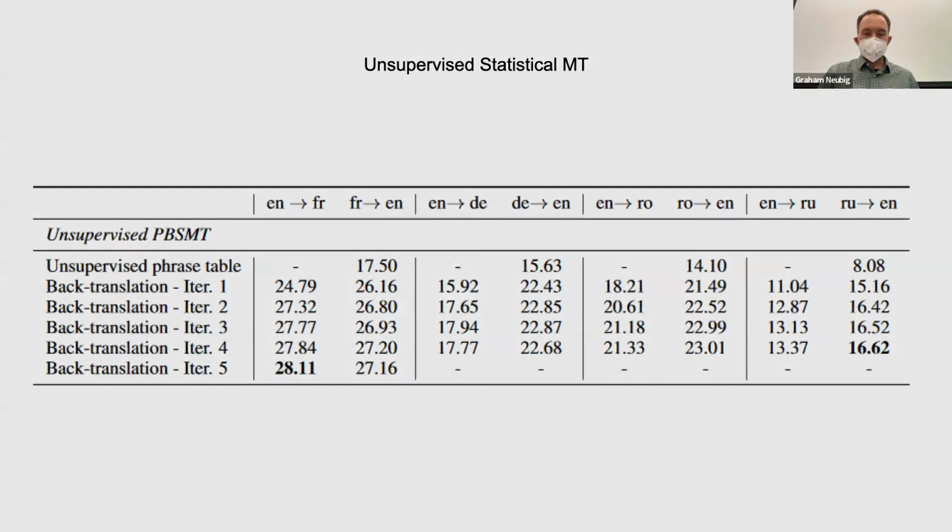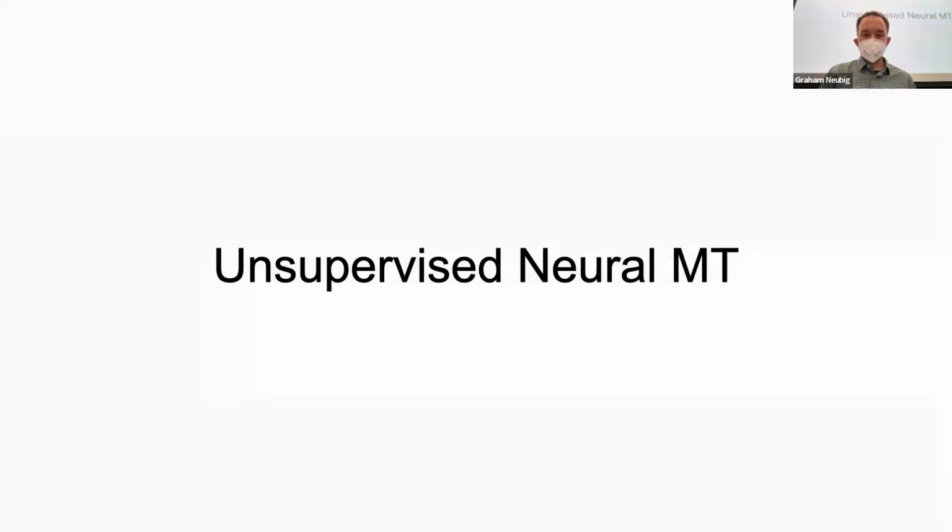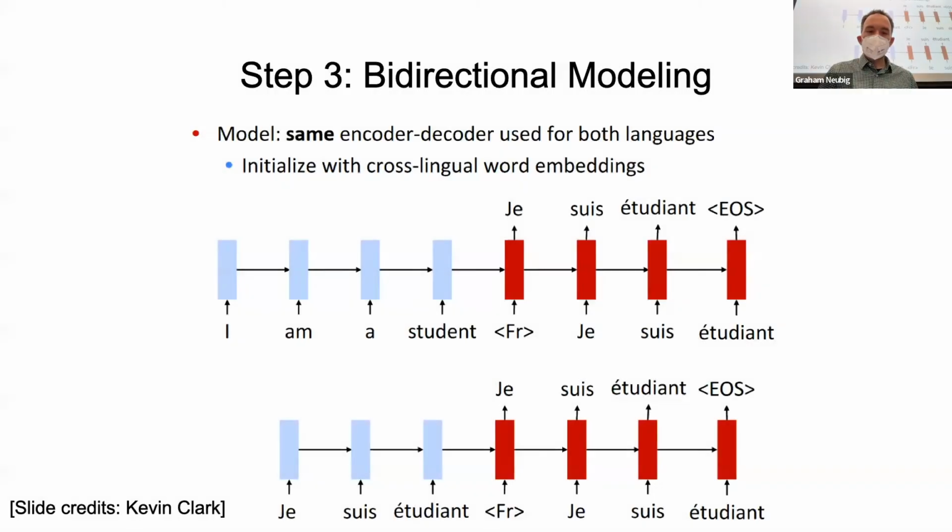Okay. So I'll go to the next one. Unsupervised neural MT: the way this works is we create a neural MT system. Actually, the exact same procedure could also be done for neural MT with the caveat that you can't create a phrase table. So you would need another method for learning the initial model, because you can't induce a phrase table from embeddings.